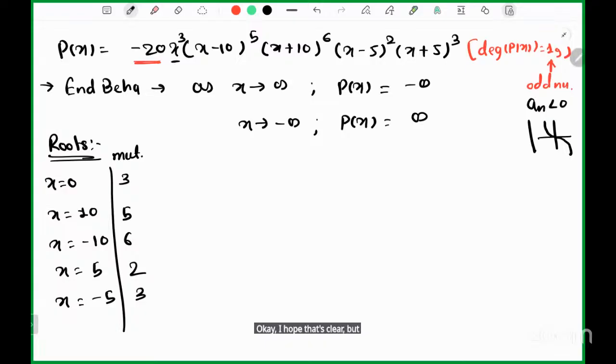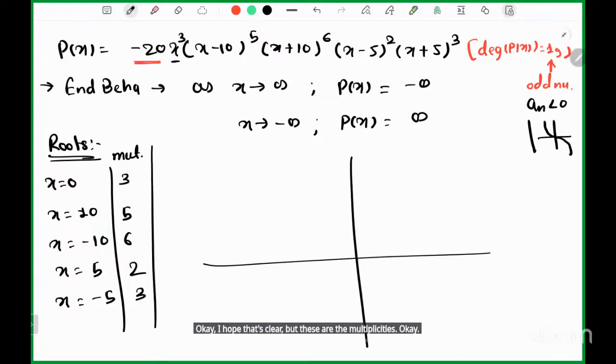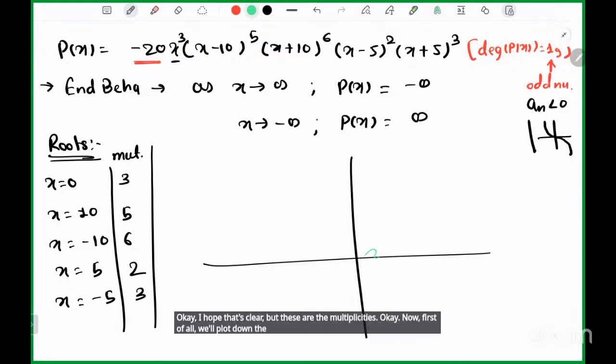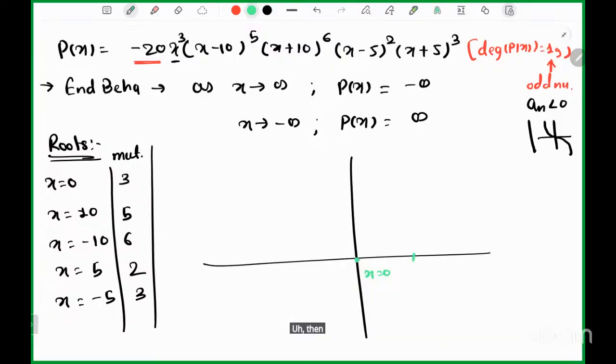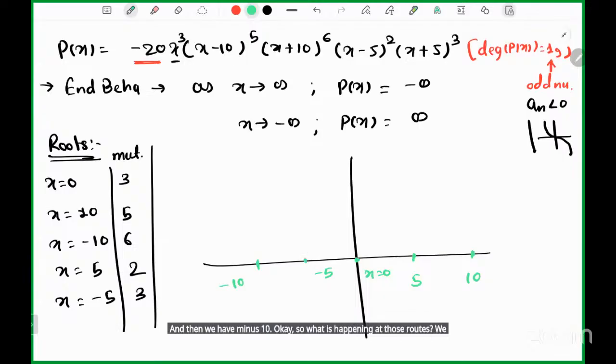But these are the multiplicities. Now, first of all, we'll plot down the points. So x equals 0 is there for us. Then we have 5, then 10, then minus 5, and then minus 10. So what is happening at those roots? We know if it's an even multiplicity root, the polynomial will go and touch it and return back in the same direction. And if it's an odd multiplicity root, it will continue.